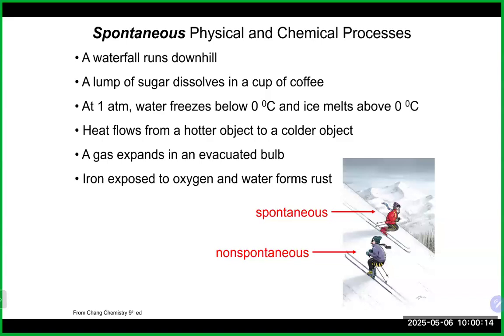Sometimes books and people will not talk about spontaneous and non-spontaneous. Sometimes they'll refer to it as, is it product favored or reactant favored? And that's kind of the same idea. If something's product favored, then that reaction is probably going to be spontaneous. It's going to head to the product side. If something is thermodynamically reactant favored, that means it probably is not going to happen. That reaction is going to hang out on the reactant side.